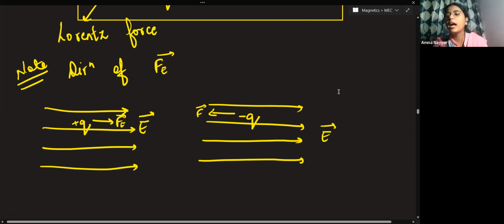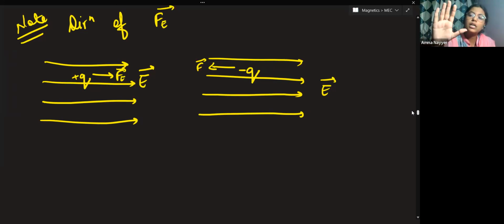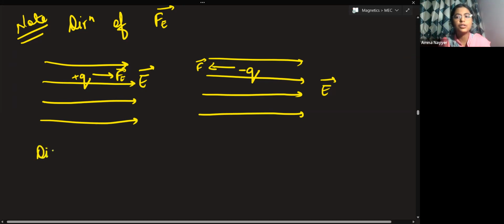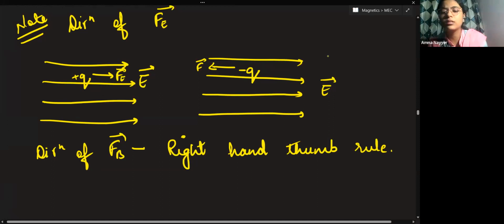And in the last class, we had studied the direction of magnetic force. Remember, place your hand in the direction of velocity, curl your fingers towards the magnetic field, and then the thumb gives you the direction of magnetic force. So by that right hand thumb rule, you can calculate the direction of magnetic force.